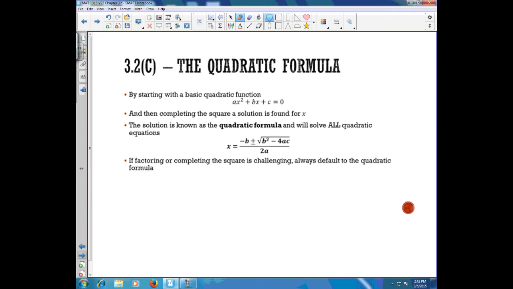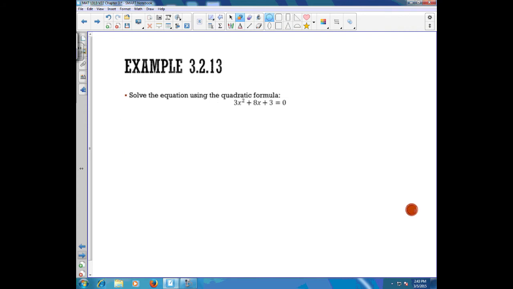So the quadratic formula, we start with a basic quadratic function, ax squared plus bx plus c equals 0, a basic quadratic equation. And then we use completing the square, we can find a solution for x. Now, the solution is what's known as the quadratic formula. This will solve all quadratic equations. When in doubt, you could always use the quadratic formula. If factoring or completing the square is too hard or you're not good at it, always default to the quadratic formula. It will solve everything. It will always work.